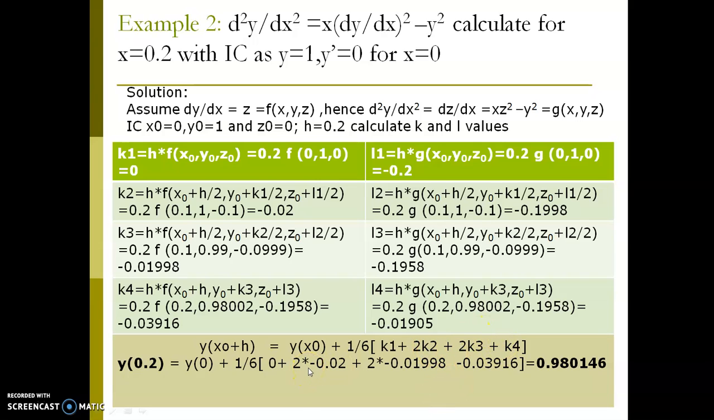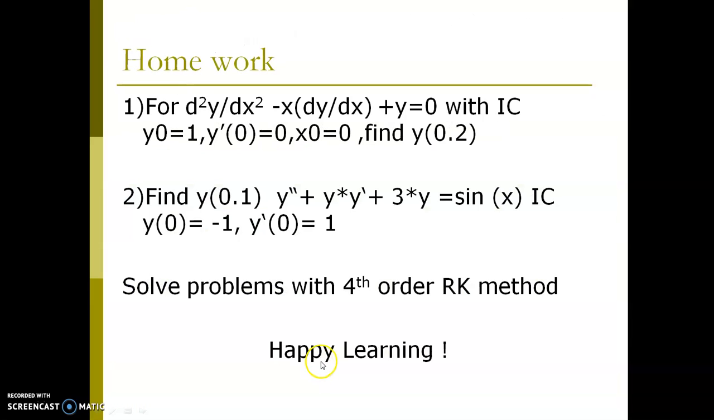If you have understood this process, you can try solving these two examples which I have given as homework with initial conditions, and you are asked to calculate at the unknown data point in both the cases. Respectively, you can calculate h value, you can calculate k and l values correctly and then cross-check the answers. So these two problems are home assignments. You can solve them using fourth order Runge-Kutta method.